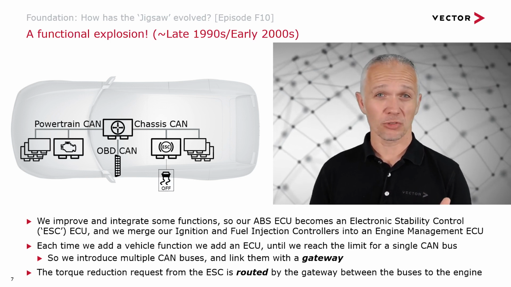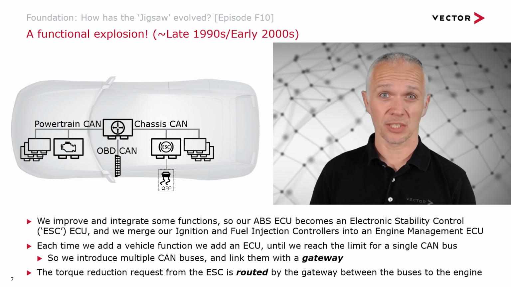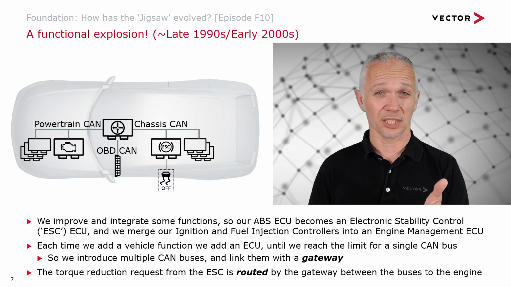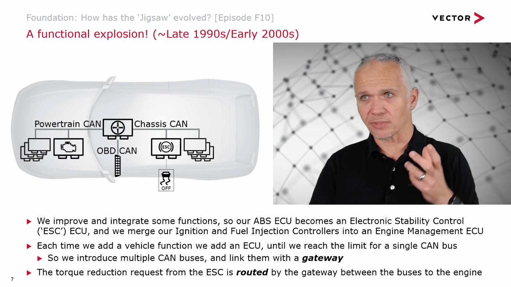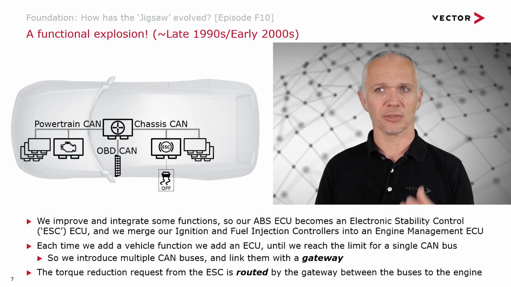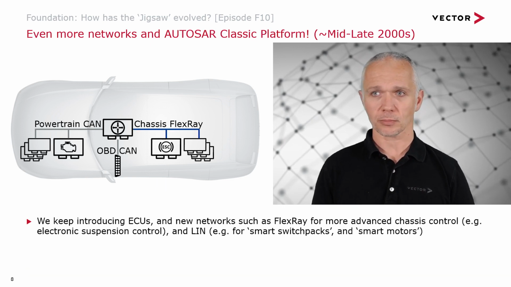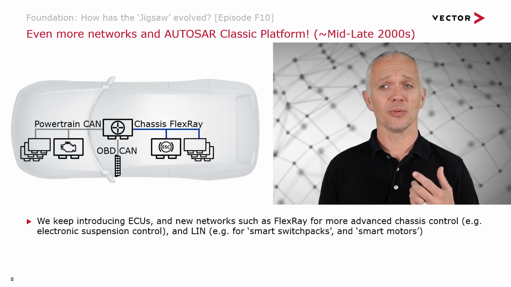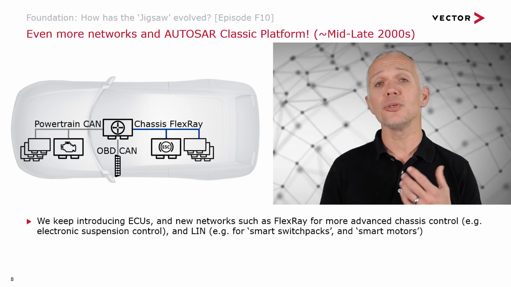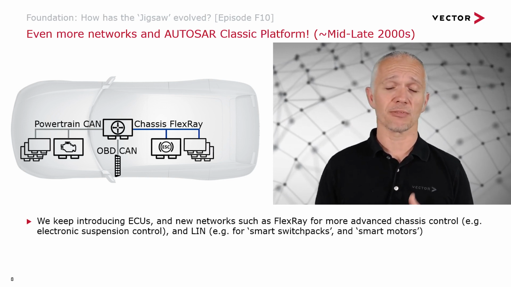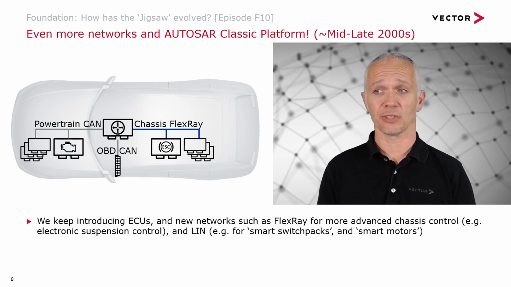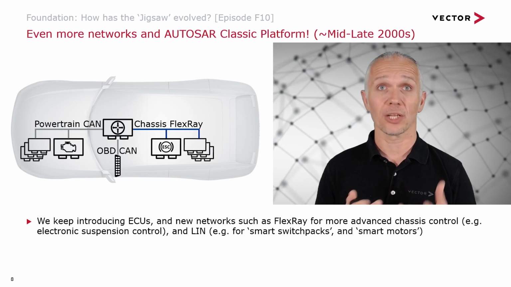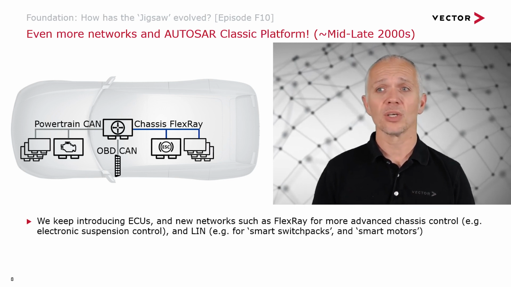So the first 100 years or so of the car, there was really no electronics at all. Then in the 80s, we got some electronics, early 90s, we introduced CAN. Now, in another 10 years, suddenly we've got a lot more going on. And we keep on introducing stuff into the vehicle, of course, with new ECUs and new networks, such as FlexRay for more advanced chassis control functions. So, for example, electronic suspension control, electrically controlled power steering.